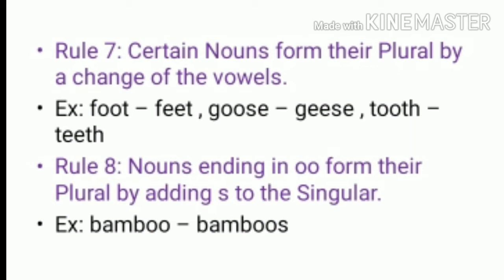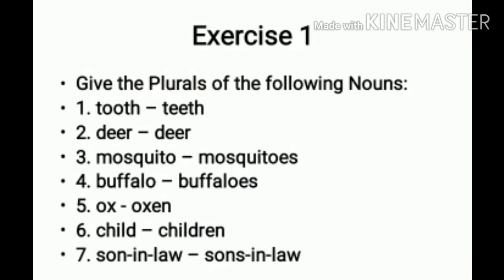Rule 8. Nouns ending in double O form their plural by adding only an S to the singular. So certain nouns, if they are ending with a double O, for example, bamboo, we make it plural by adding an S and it is pronounced bamboos. So these are the certain rules which we have to remember when we are writing anything from a singular into a plural. So now we begin with exercise 1.